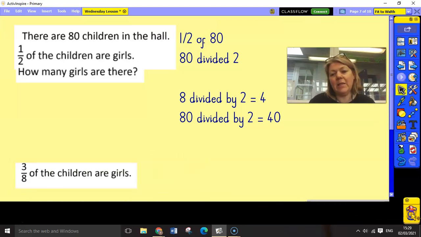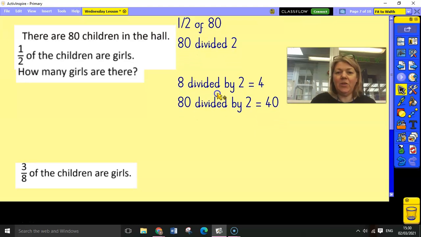But now have a go at this. 3/8 of the children are girls this time. So how is this going to be different to this? I can see that my fraction is different. I can see that my denominator is no longer a 2, it's an 8. And I can see that I'm not looking for 1 part this time, but I'm looking for 3 parts. So when I say go, pause the video. I want you to go off and have a little look at how you could work that out, and come back and I will show you with a bar model.